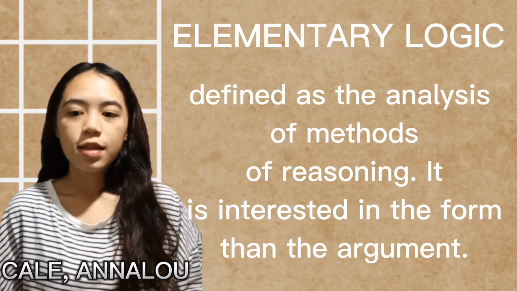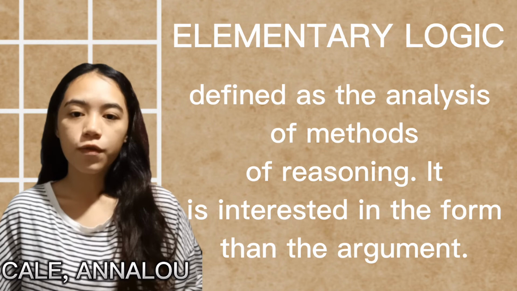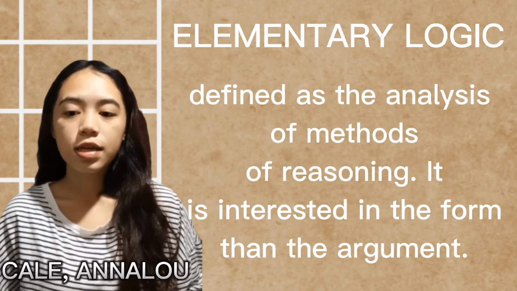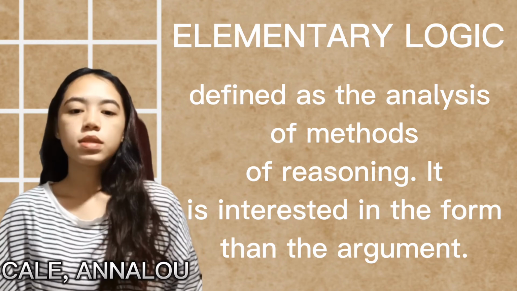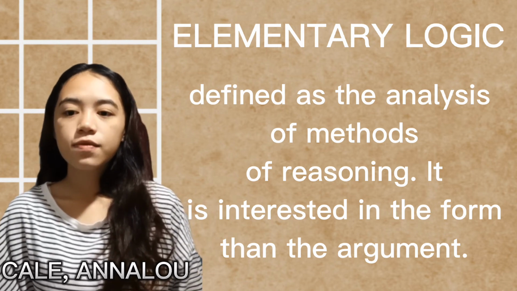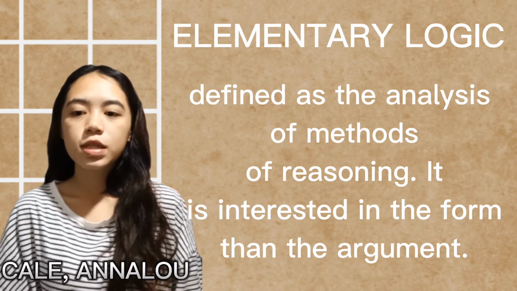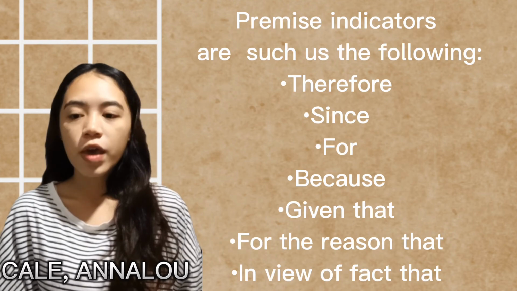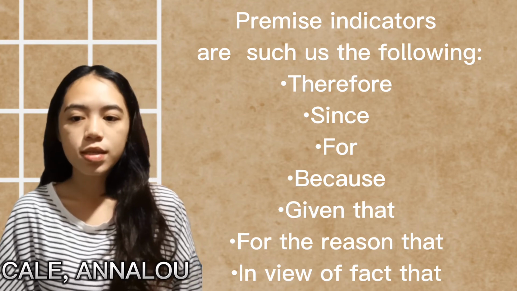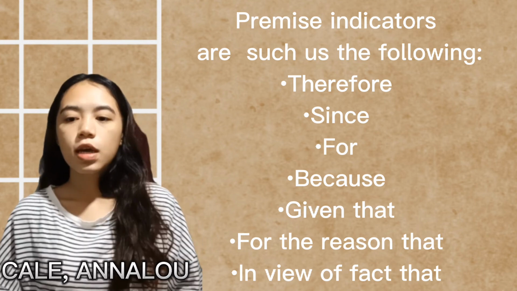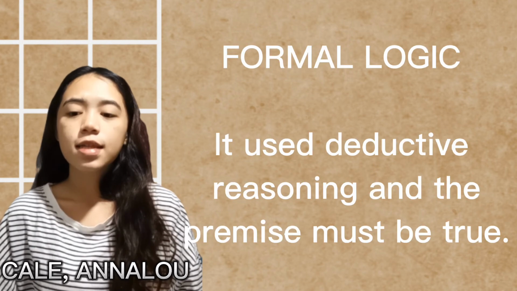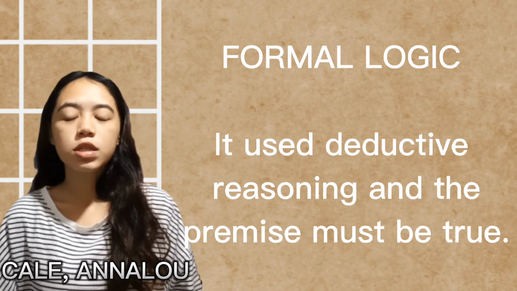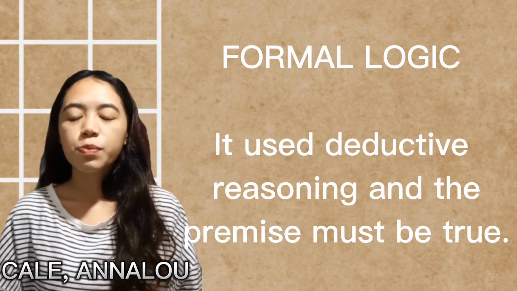Elementary logic, defined as the analysis of methods of reasoning. It is interested in the form rather than the content of the argument. And it consists of drawing conclusions from given hypotheses. There are many premise indicators that are commonly used, such as "there" and "for", that indicate a sequence that comes from before. One of the examples of elementary logic is formal logic. It uses deductive reasoning and the premises must be true. You need to follow the premises to reach the formal conclusion.